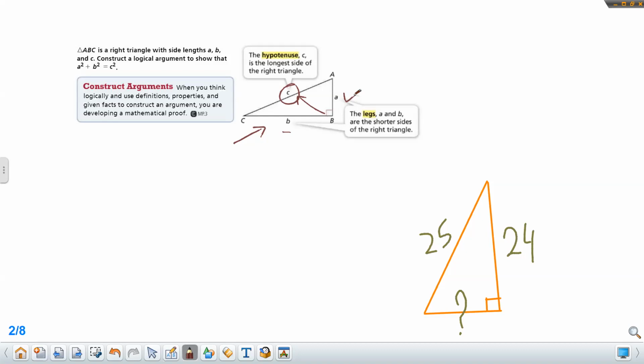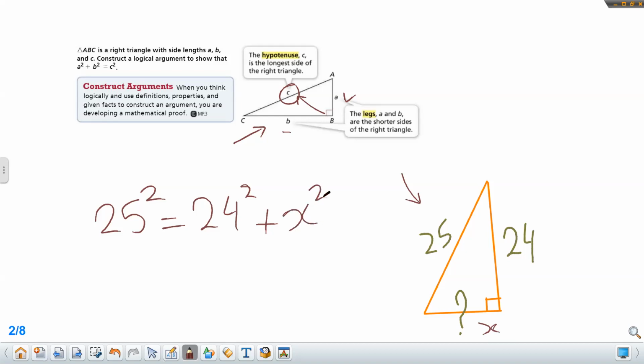For example, in this triangle, how do we find the missing side? First, is this triangle right? Yes, this is a right triangle, so we can use the Pythagorean theorem. The hypotenuse squared, which is 25², equals 24² plus the unknown side squared. I can name it x, so we can say x².